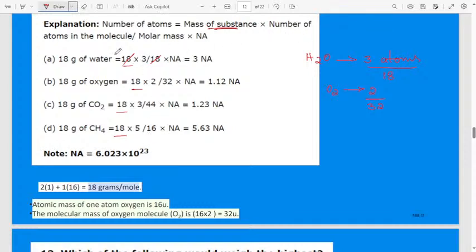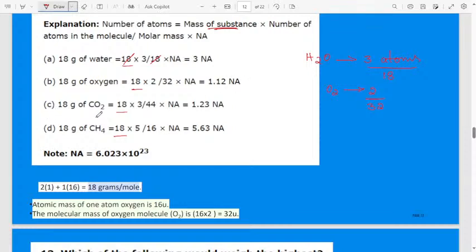Then here, number of atoms divided by molar mass. Molar mass of water is 18. 18, 18 get cancelled. That is 3. Yes, no confusion. Then second one, 18 gram is the mass of substance, into number of atoms is 2, divided by molecular mass of oxygen, 16 twos are 32 units. Then multiply, you will get here 1.12 Na, Avogadro number.